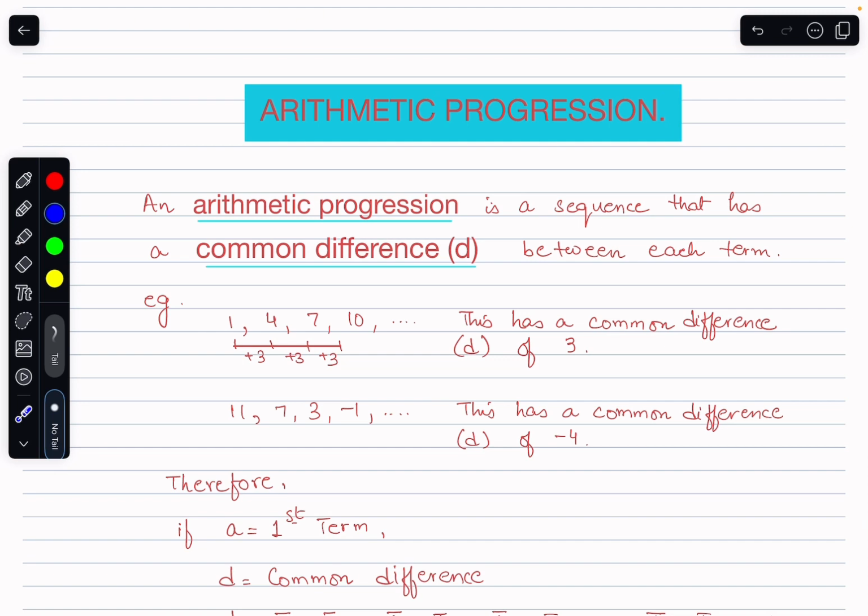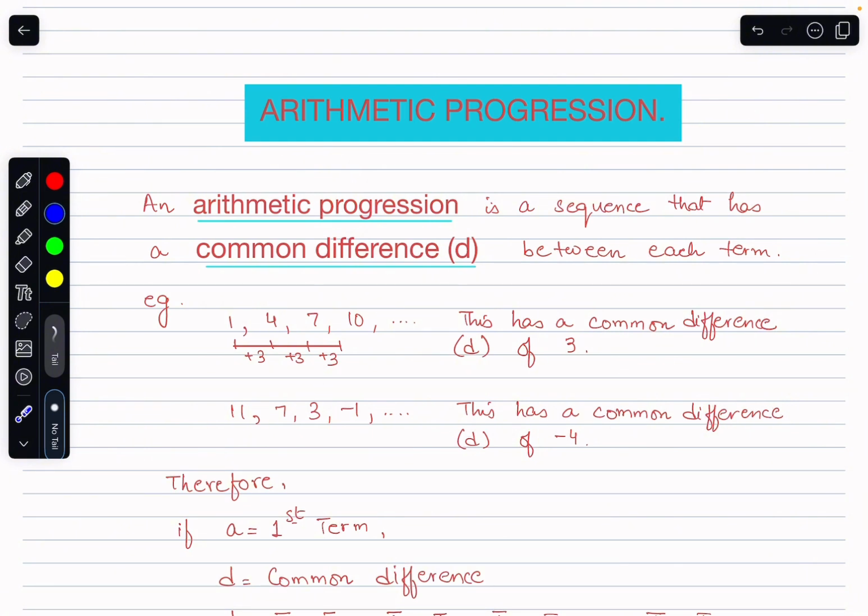Example, if your sequence is 1, 4, 7, 10, I can see that to each term I'm adding 3. 1 plus 3 is 4. 4 plus 3 is 7. 7 plus 3 is 10. So I can say here that positive 3 is going to be my common difference. Common difference is denoted by d. So this has a common difference, d, which is 3 in this case.